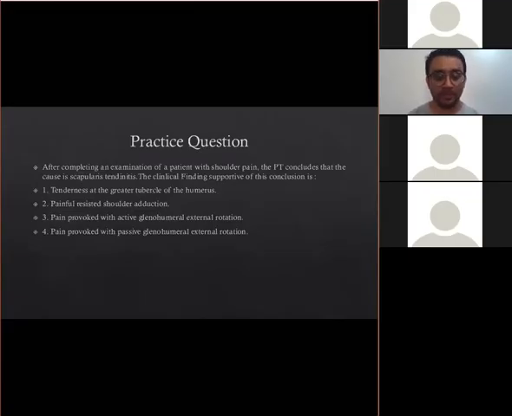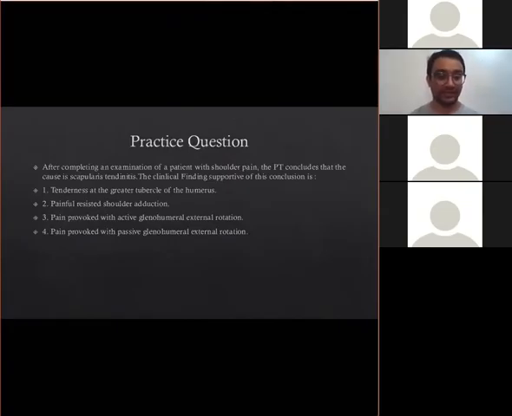So option number 1 says palpation on the greater tubercle of the humerus. Greater tubercle is not an attachment of subscapularis tendon. It is actually, in fact, a lesser tubercle. Greater tubercle has a pectoralis major. So option number 1 is wrong.